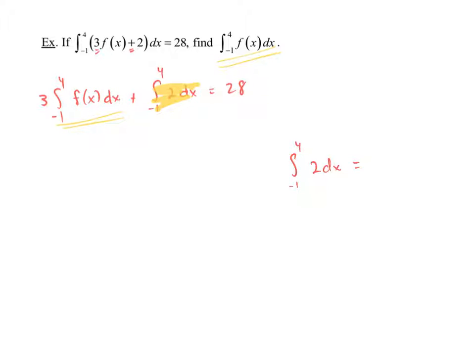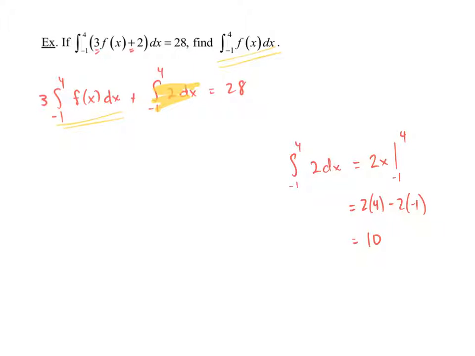Okay, so remember, in order to do this using the fundamental theorem of calculus, I need an antiderivative, which in this case would be 2x. And then I'm going to evaluate that from -1 to 4, which means I'm going to plug in my upper bound first, subtract, and plug in my lower bound. This will give me an answer of 10.